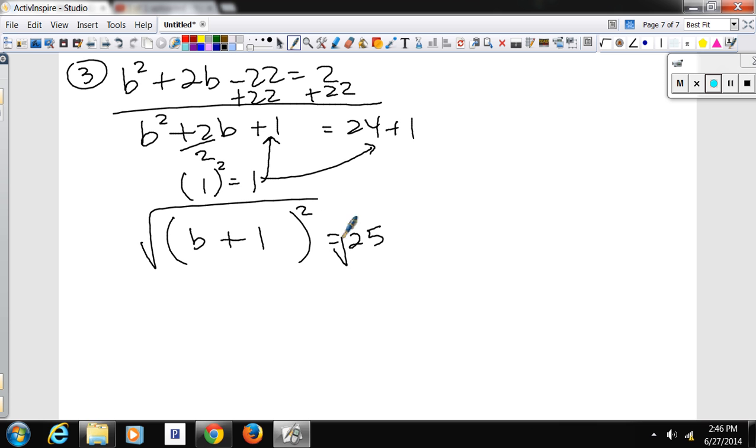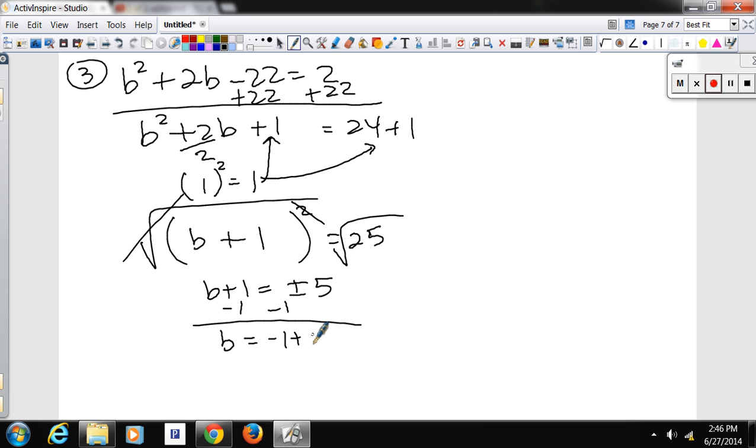Square root both sides. Square root cancels out the square. You get b plus 1 equals plus or minus the square root of 25, which is 5. So when you subtract 1, you're going to get b equals negative 1 plus 5 and minus 5. So negative 1 plus 5 and negative 1 minus 5. That would be a 4 and a negative 6 would be your 2 answers. Those actually came out as numbers. No radicals in that answer. All right, you should be able to do the rest. And I'll walk around and help you out if you need.